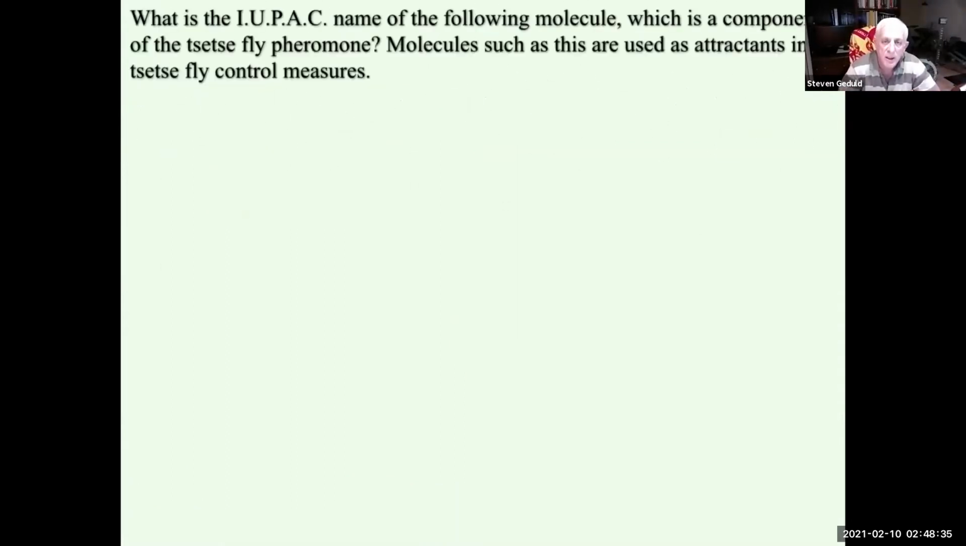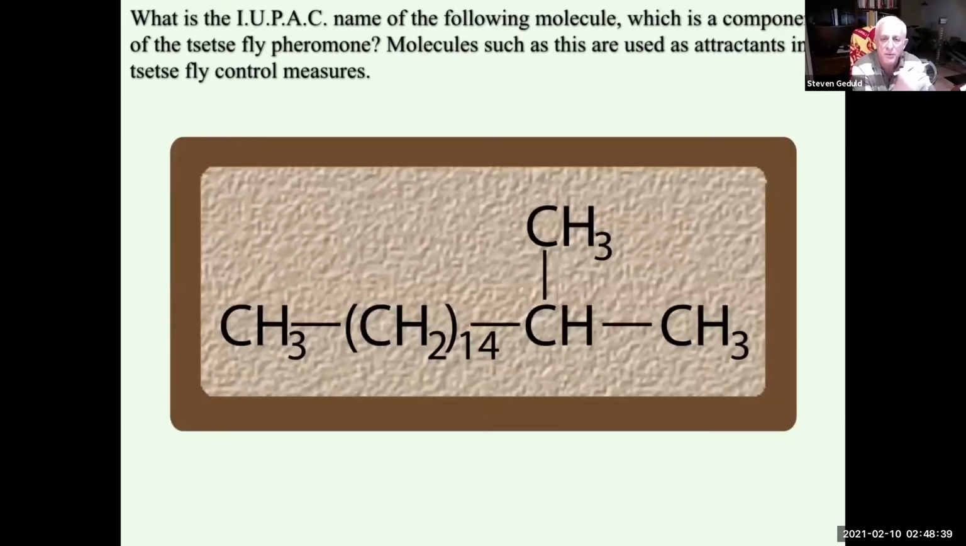All right. Name the following molecule, which is a component of the tsetse fly pheromone. Molecules of this are used as attractants in tsetse fly control measures. Everybody know what a pheromone is? A pheromone is a very small molecule released by an insect or other animal that attracts the opposite sex, usually released by females. We use them all the time in insect traps. We put the female pheromone in the traps and the males flock to it like crazy. That's what pheromones are used for, to attract the opposite sex for reproduction.